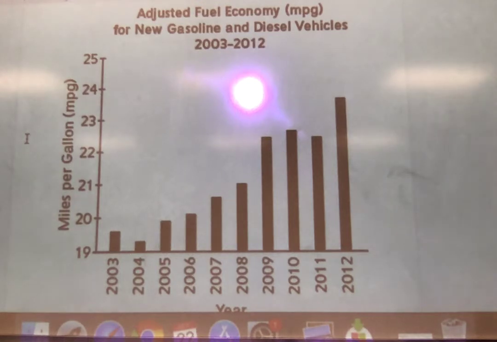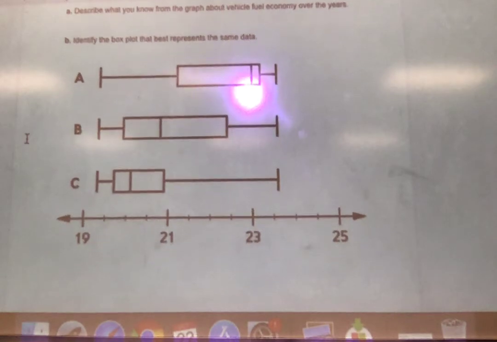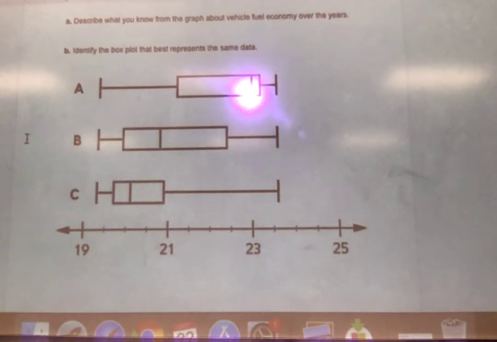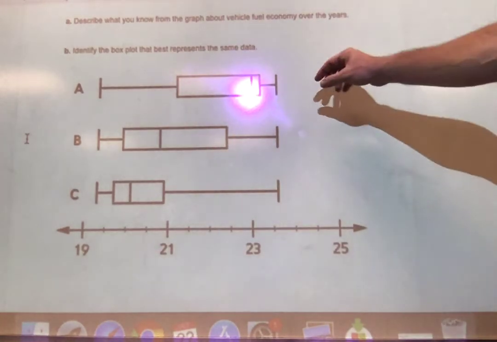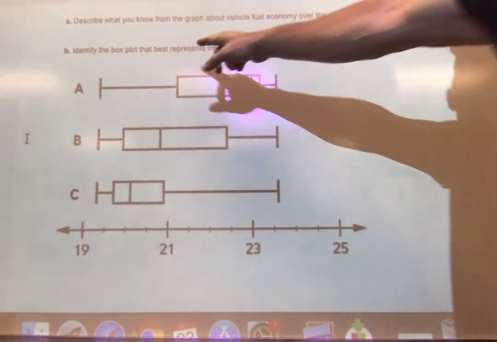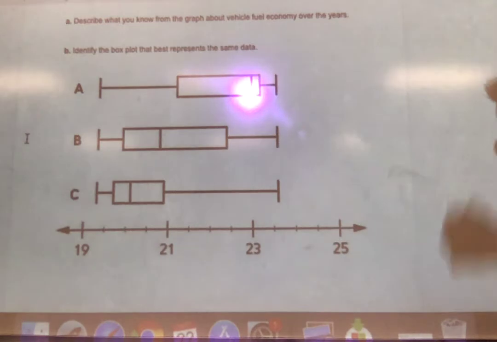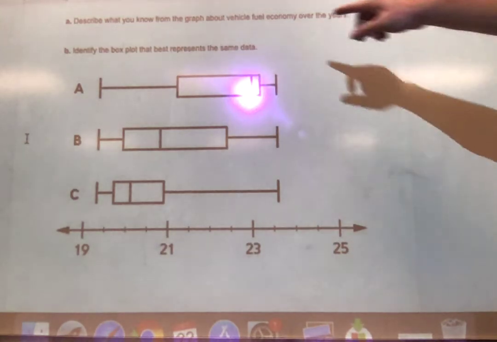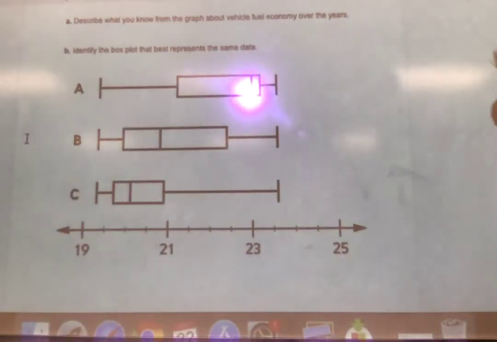Our goal is to try to match this with the histogram that it goes with, or excuse me, the box plot that it goes with. So on the back of your worksheets, we've got some box plots to look at here. And we've got choice A, B, or C, and we need to know which box plot best represents the data that they've shown us in that graph on the other page. But before we do that, it asks us to describe what we know from the graph.